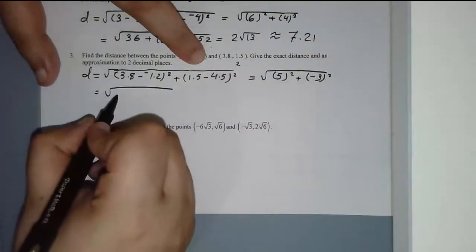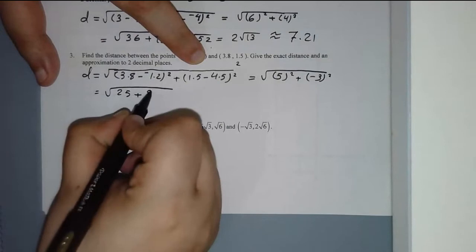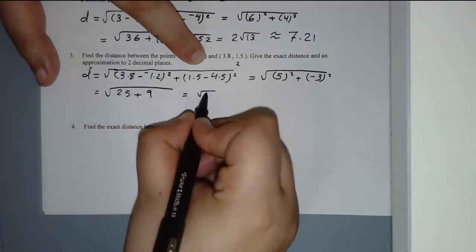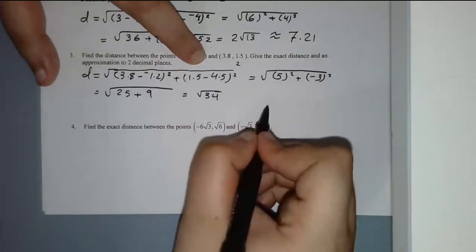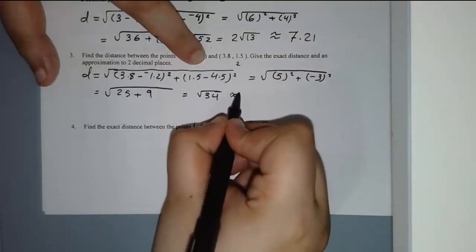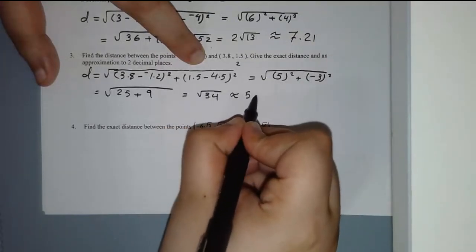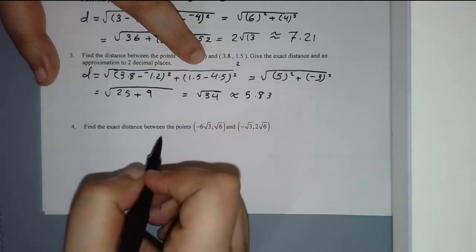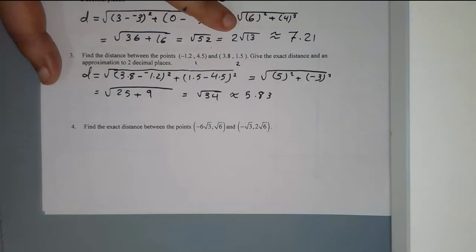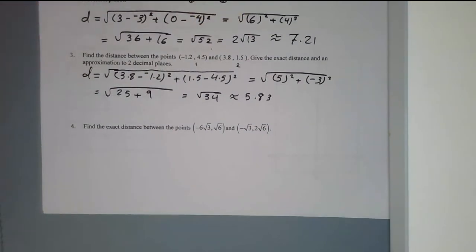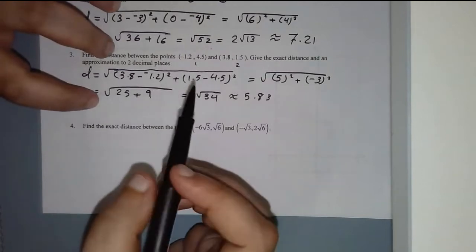Now, 25 plus 9, that equals root of 34, which is approximately 5.83-ish. You can use your calculator for that. Any questions so far, you guys? Now, did anybody, oh, okay, awesome.